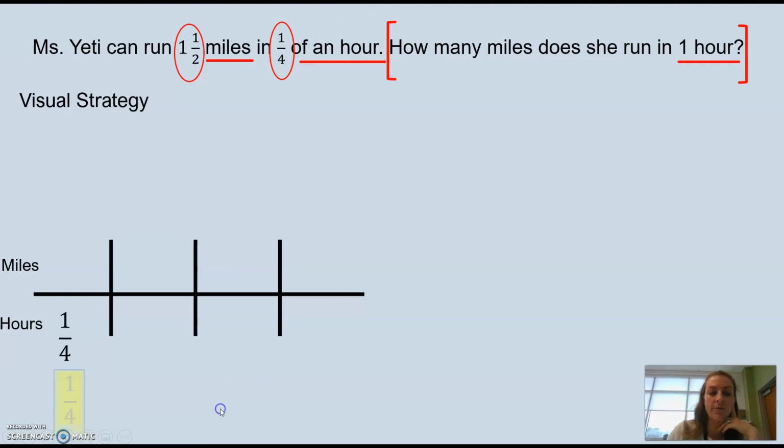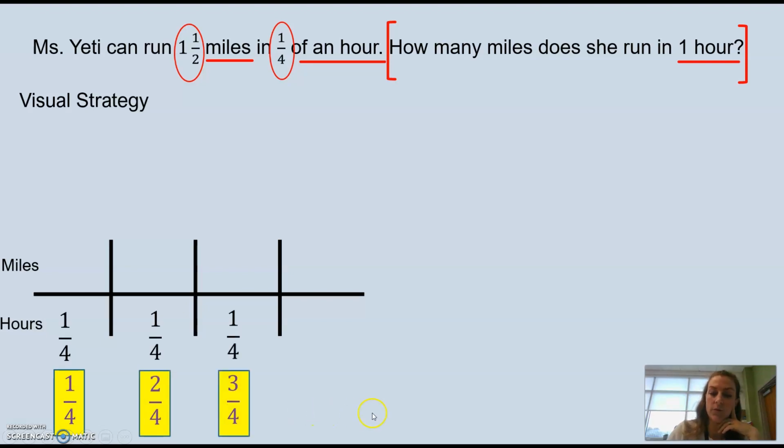So if I have 1/4, twice would give me 2/4, 3 times would give me 3/4, and 4 times would give me 4/4, which is 1. So this information would be my 1 hour. Now for every one of these 1/4 hours, we know she's running 1.5 miles.